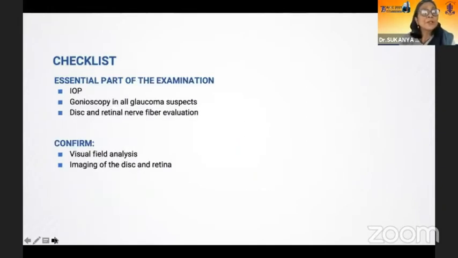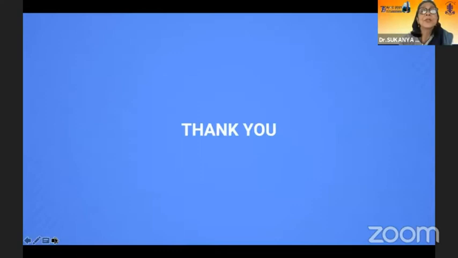Make intraocular pressure examination, gonioscopy, and disc evaluation an integral part of all of your eye examinations, and confirm by visual field analysis and imaging of the disc and retina.